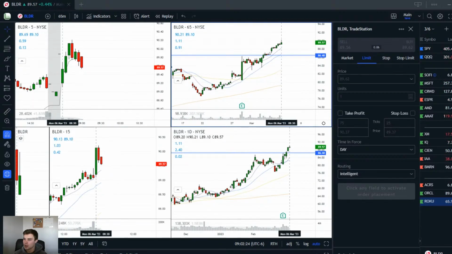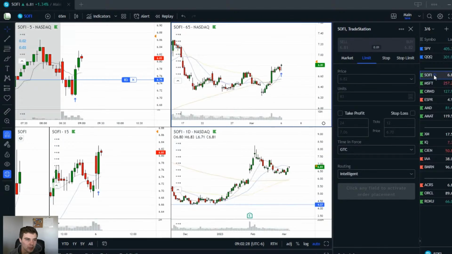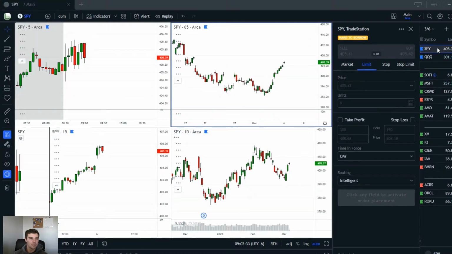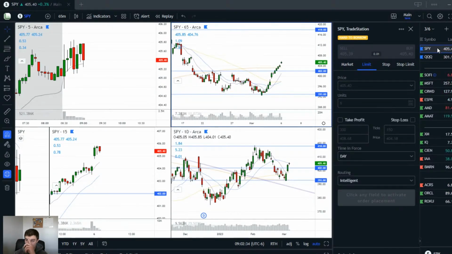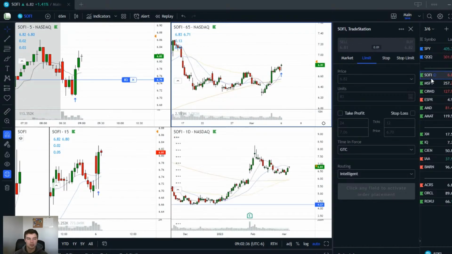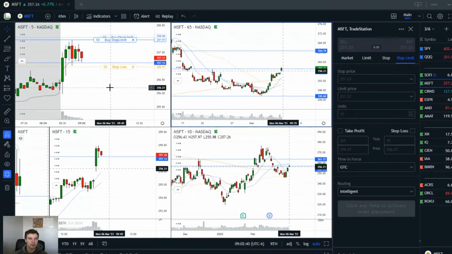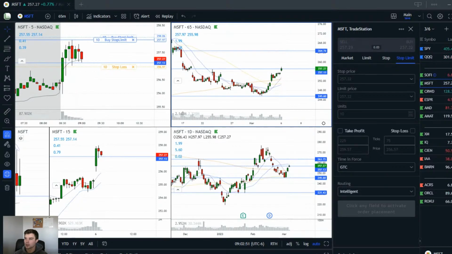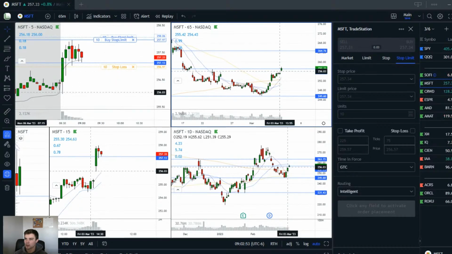Builders. All right, guys. So SoFi still just chopping around up there. Looking pretty good, though, especially considering the market. Market's kind of chopping around. This thing just continues to move higher. So looking good on the SoFi. Microsoft is looking good as well. This VWAP is holding like a rock star right now. Don't want to see it go much lower than this, but still looking pretty good on the Microsoft.